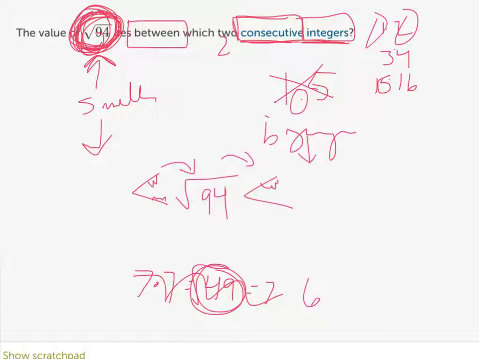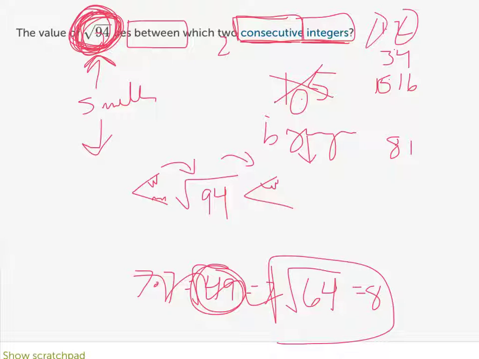8 times 8 is 64. Okay, radical 64, we're getting closer. So we know that would be the 8 one. So let's try the next one up. 9 times 9 is 81. Okay, now we're getting somewhere. So radical 81 is 9. And then let's try what 10 would be. 10 times 10 is 100. So radical 100 equals 10. So we found what it's between. It's between these two right here.